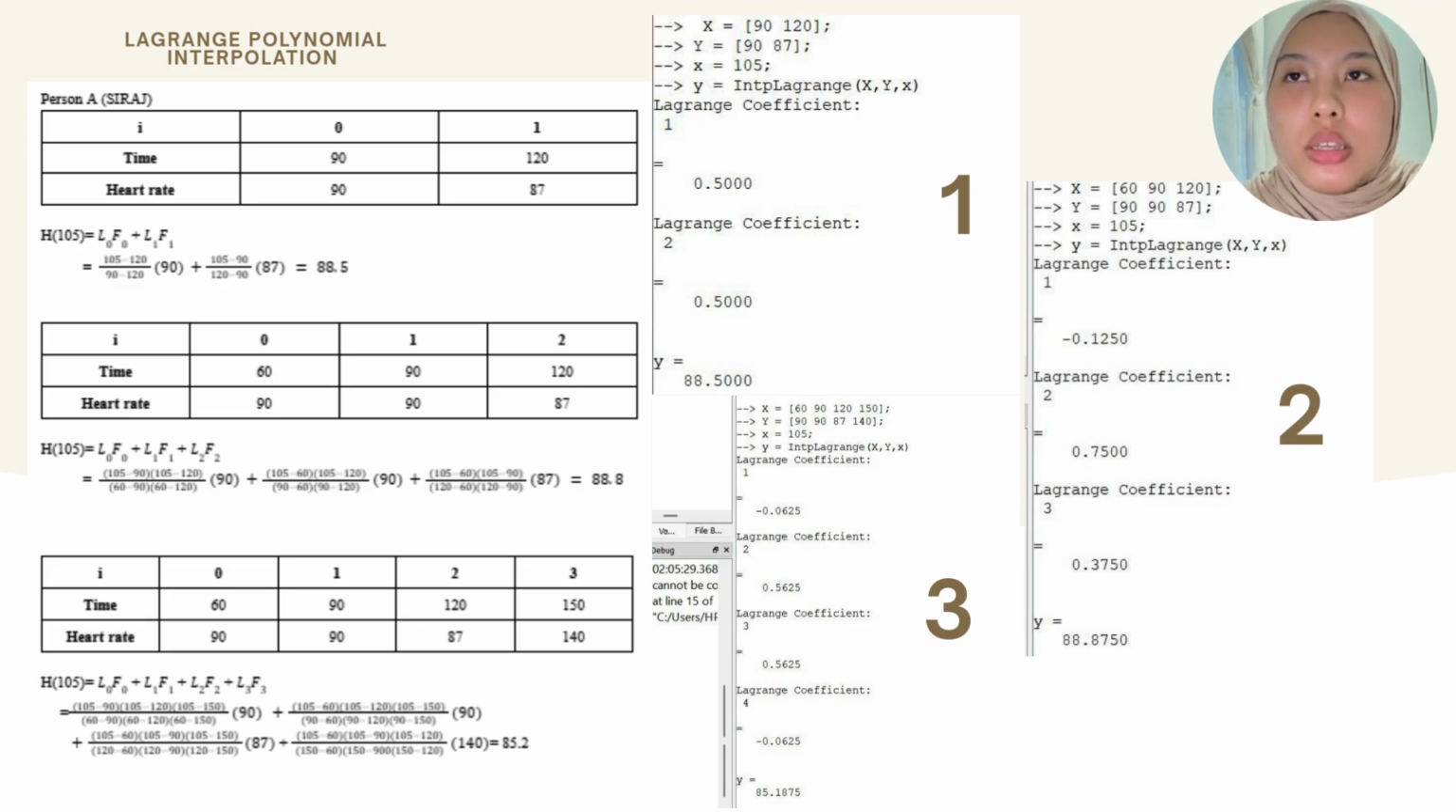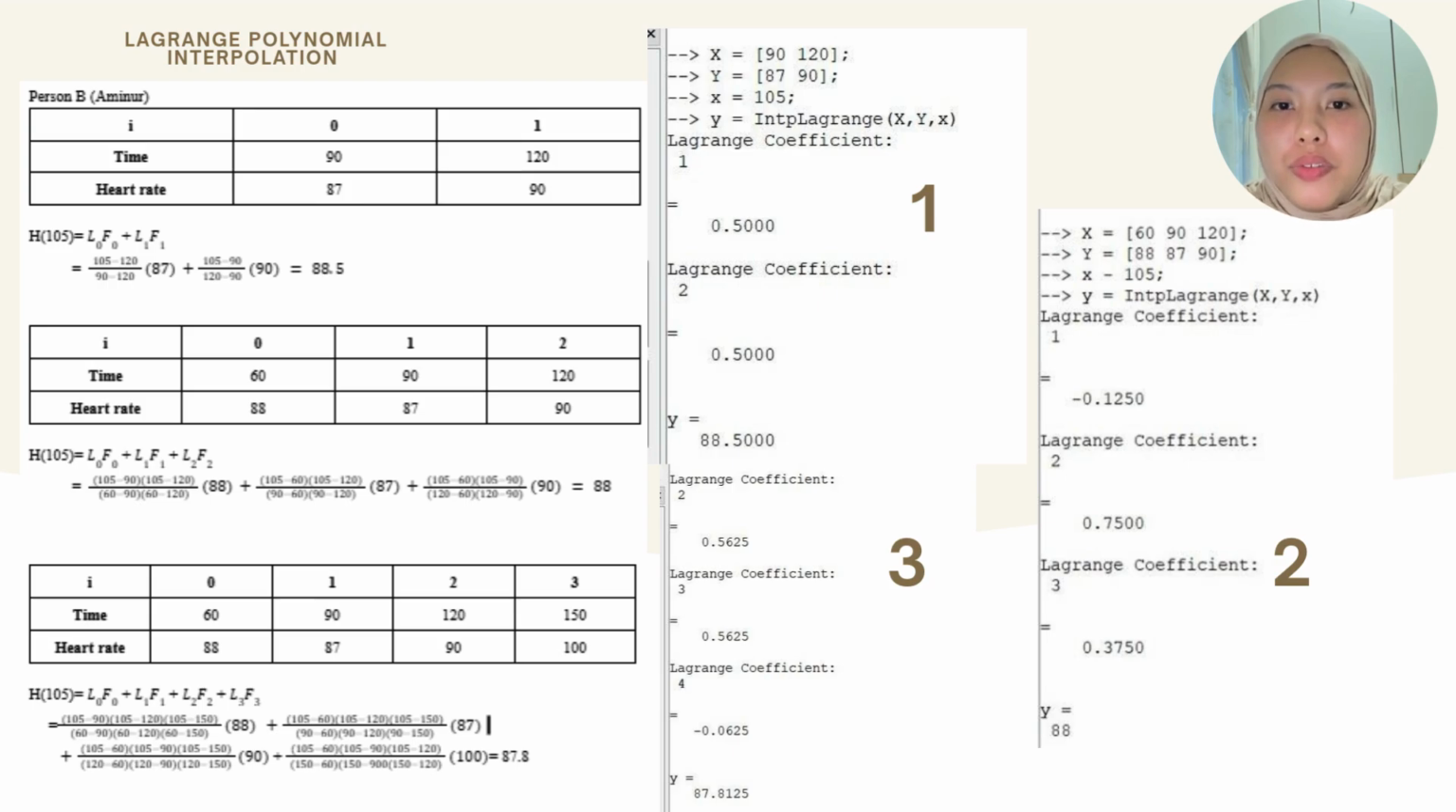For 2 points value, I get 88.5, 3 points value 88.8, and 4 points value 85.2. After I put all the values in the software, I get the same answer. And for person B, which is Aminul Naim, for 2 points, I get 88.5 beats per minute, for 3 points, 88, and for 4 points, 87.8, which is the same as the software value.